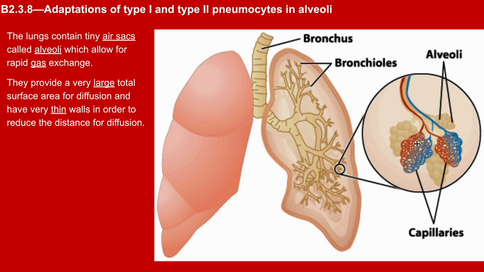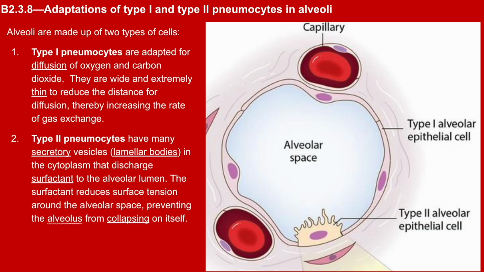Okay, another example of that is the alveoli that are found in these what look like clusters of grapes, at the end of the bronchioles in the lungs. By having this shape, we increase the surface area that allows for gas diffusion to occur between the alveoli and the surrounding network of capillaries.